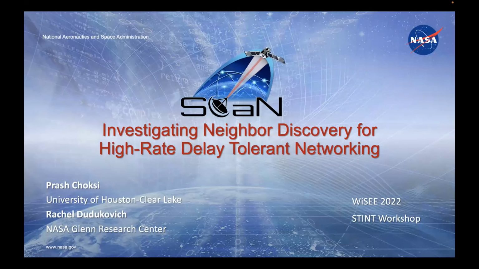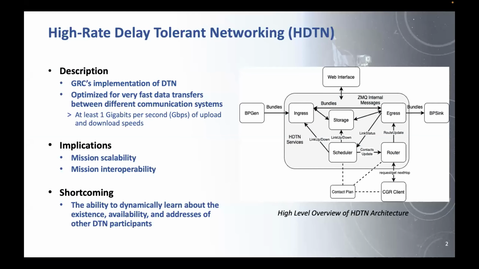Yes, perfect. Hello, everybody. My name is Prash, and today I'm going to talk about investigating neighbor discovery for HDTN. So what is HDTN? HDTN is Glenn Research Center's implementation of DTN, similar to how JPL has ION and Marshall Space Flight Center has DTN-ME. It's optimized for very fast data transfers between different communication systems. So the goal is to get at least 1 gigabits per second of upload and download speeds.